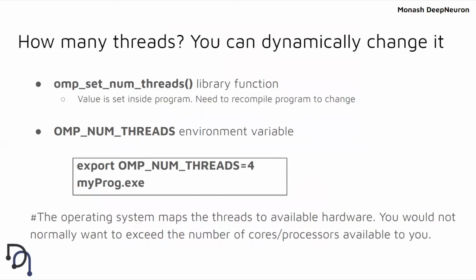You can also dynamically set the number of threads you use. There's an OpenMP function to do it called omp_set_num_threads. Since this is a command inside your source code, you need to recompile the code when you make a change. Another way to set the number of threads is by using an environment variable, OMP_NUM_THREADS. The command export sets OMP_NUM_THREADS as an environment variable.